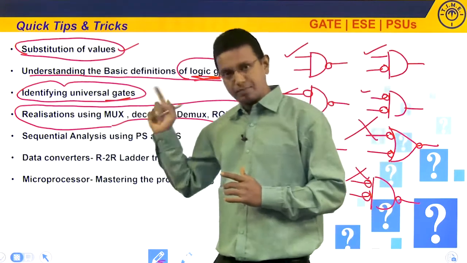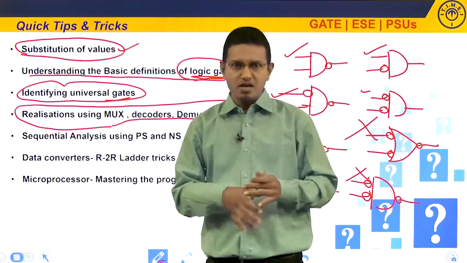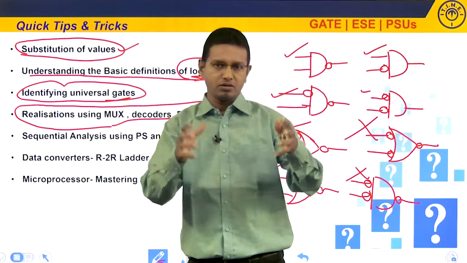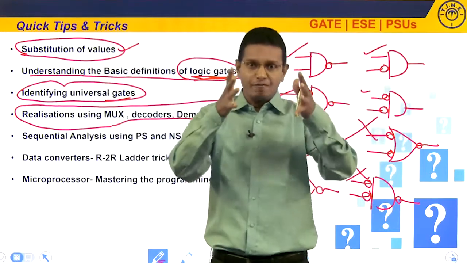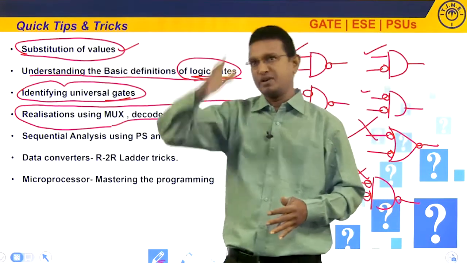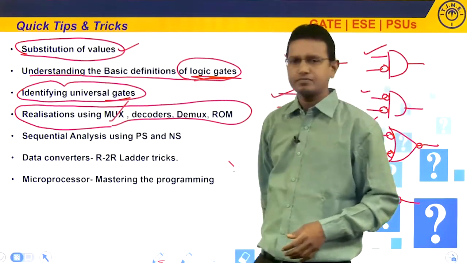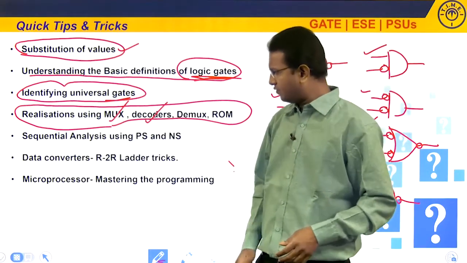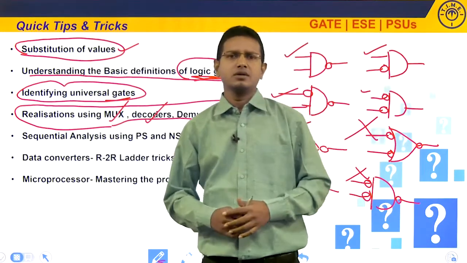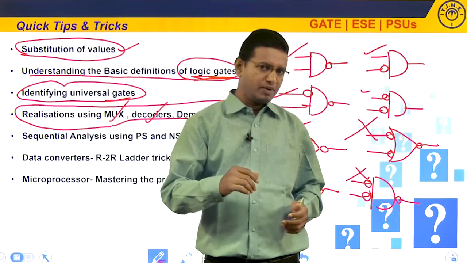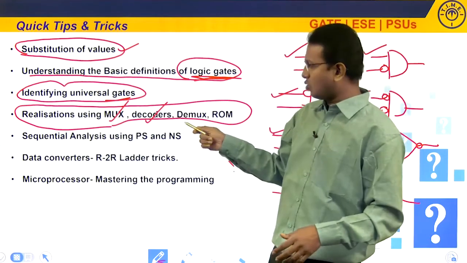For multiplexers, if you want to implement a Boolean expression using a multiplexer, the function variables of any function will become the select lines, the function will become the output of the mux, and the function values will become the data inputs. That is the simple trick to implement Boolean expressions using mux. Now coming to the decoders. If you want to implement Boolean expressions using a decoder, the function variables will directly become the inputs of the decoder. That's it.